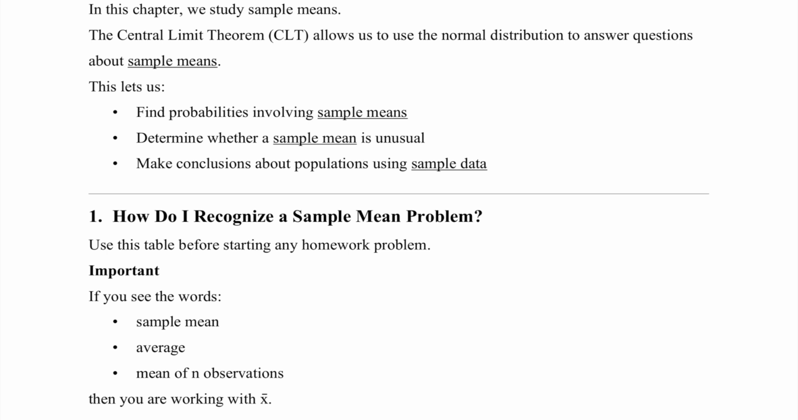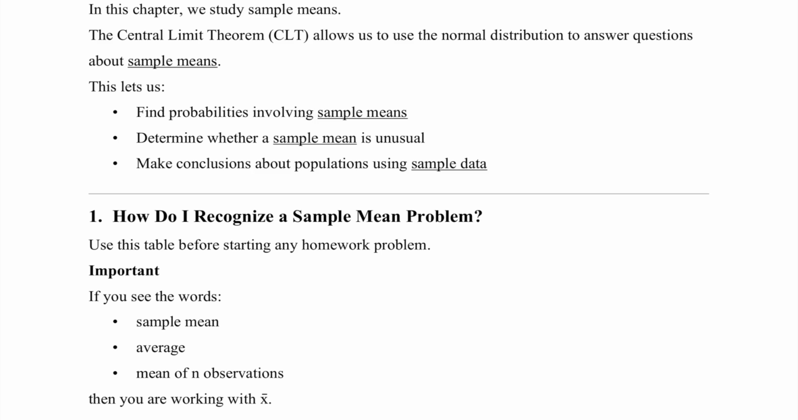The first step is recognizing a sample mean problem. Look for words like sample mean, average, or mean of a sample. These tell you the problem is asking about x bar instead of an individual value x. Why does that matter? Because problems involving sample mean use different formulas than problems involving individual observations.